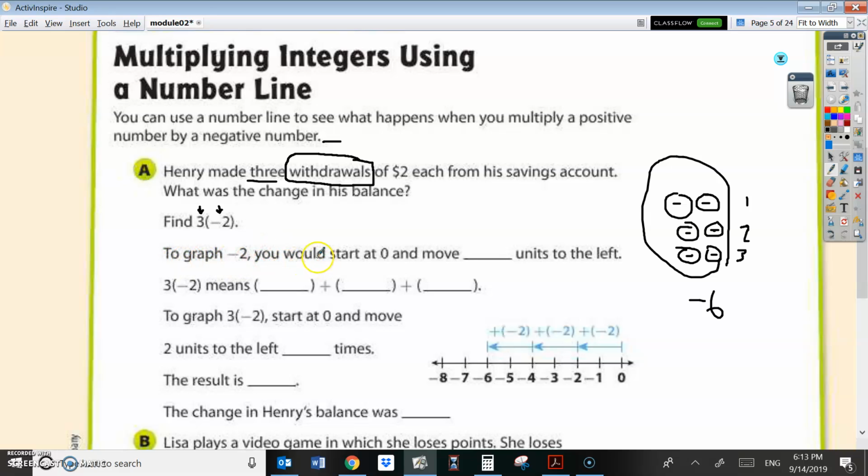So to graph -2, you'd start at 0 and move 2 units to the left. 3 times -2 means -2 plus -2 plus -2. To graph 3 times -2, you start at 0 and move 1, 2, 3 times to the left. The result is -6. The change in his balance is $6.